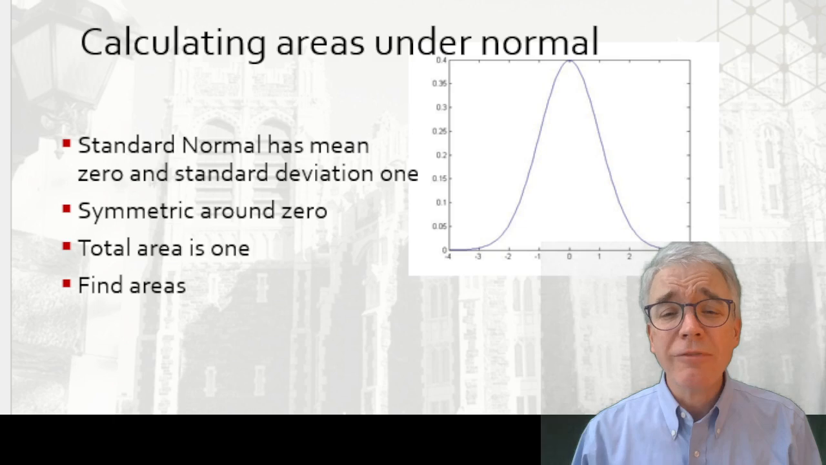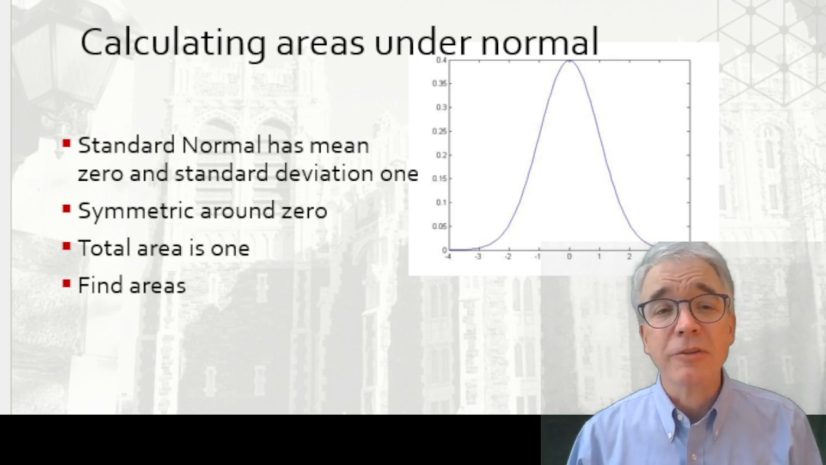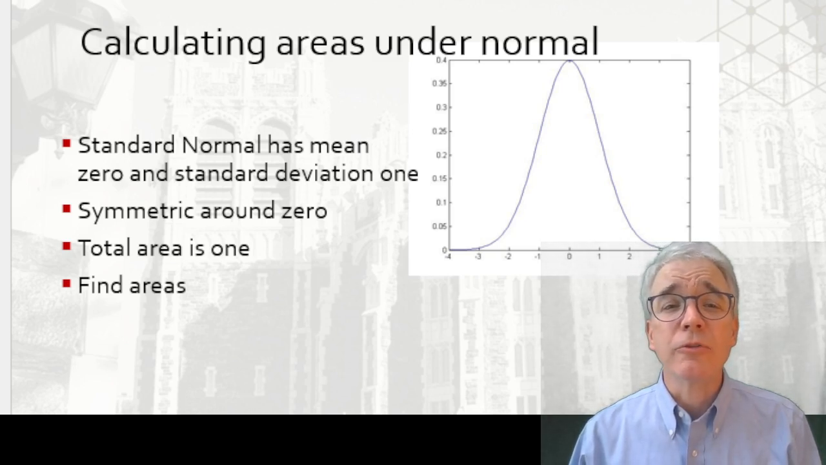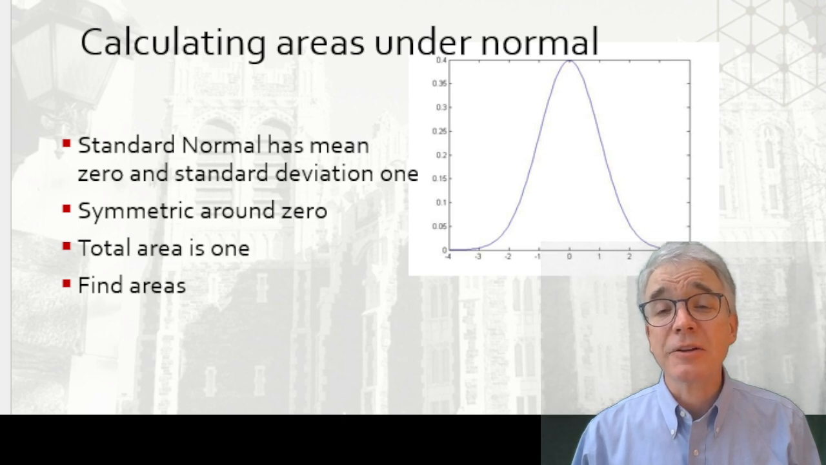But so we often want to calculate areas under the normal distribution. It's a basic aptitude in stats. I'm going to ask you to do that on the exam. The standard normal, using version 1 of standardize, has mean 0 and standard deviation 1. It's symmetric around 0. Total area under the curve, that bell shape, is 1. We often want to find the areas of segments of that curve.